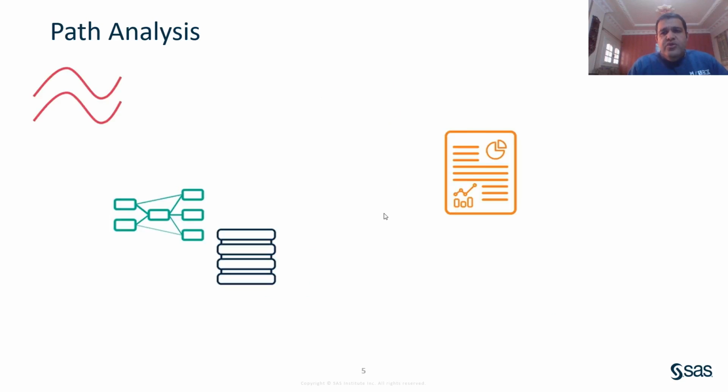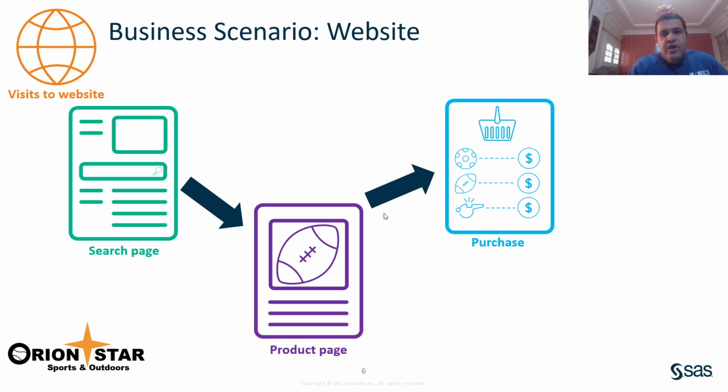In this lesson, you will learn about path analysis in Visual Analytics. You will learn what the path analysis object is and what data is required to create this graph. You will add a path analysis object to your report.